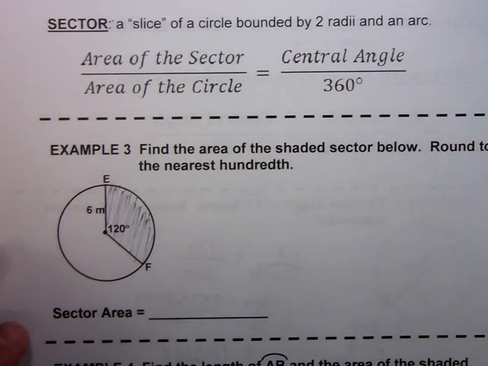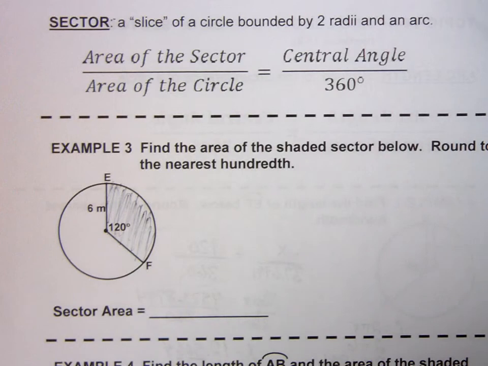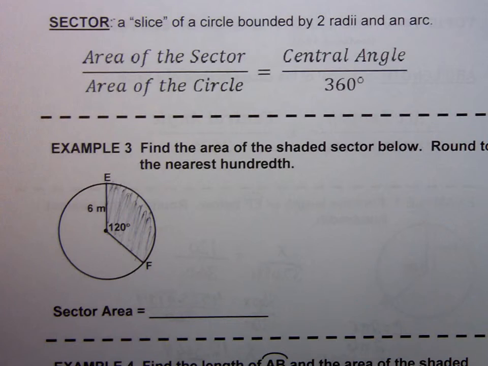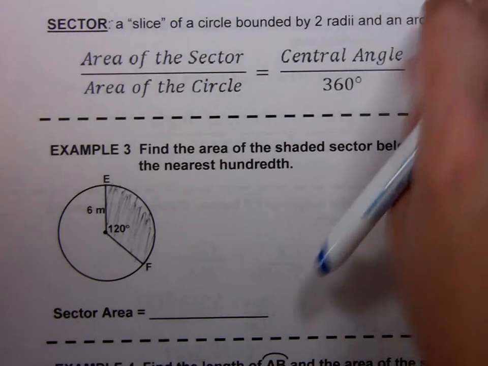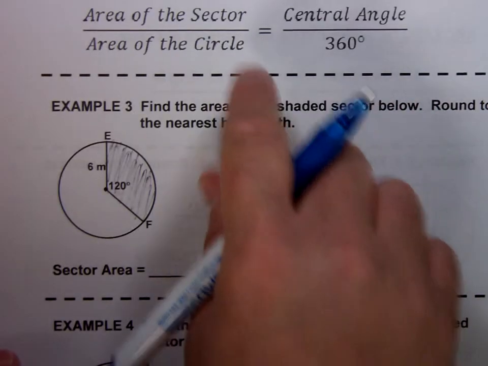Now, I'm shading stuff in for you because the copy did not come out shaded very well. So I will just shade for you. Another direction: find the area of the shaded sector below. So on each of these problems, I'll just shade it in for you so you know which one we're talking about. And we do want to round to the nearest hundredth. So we're going to follow this proportion.